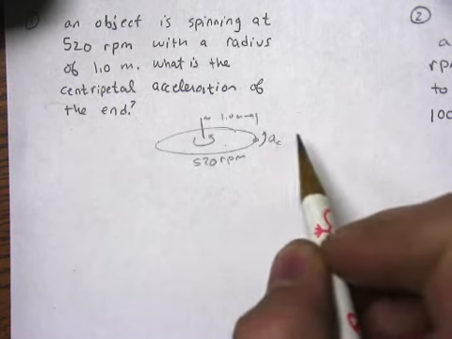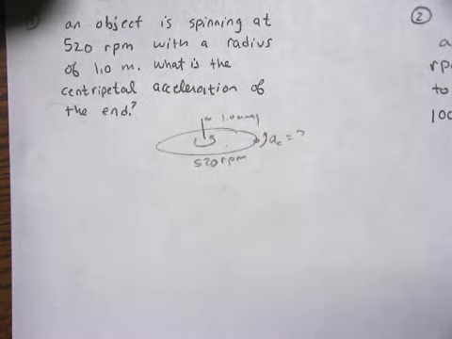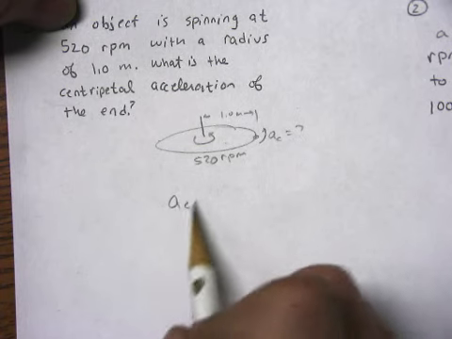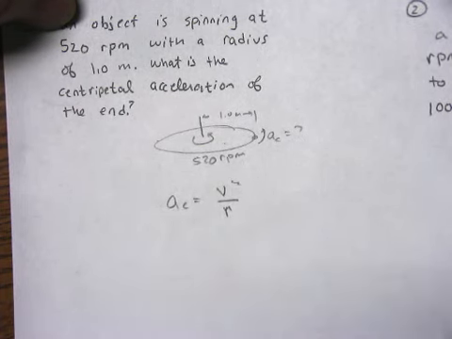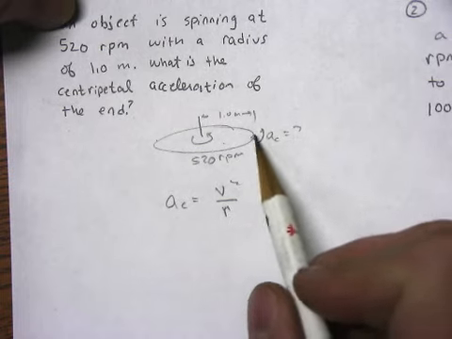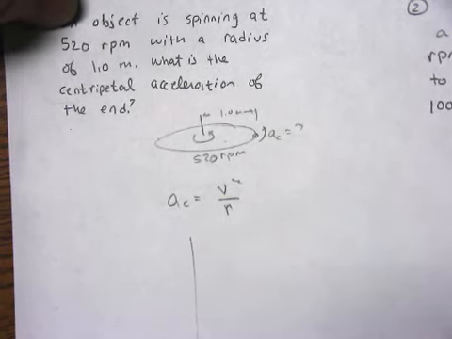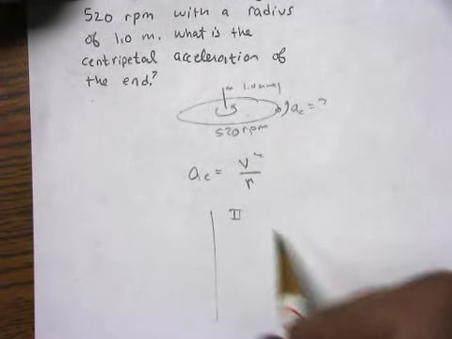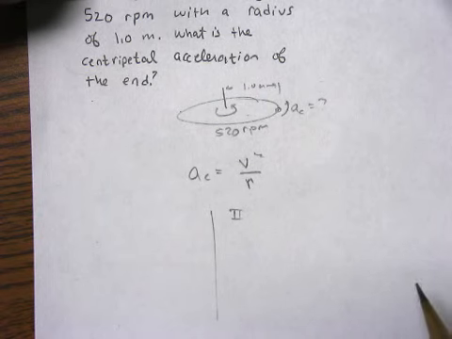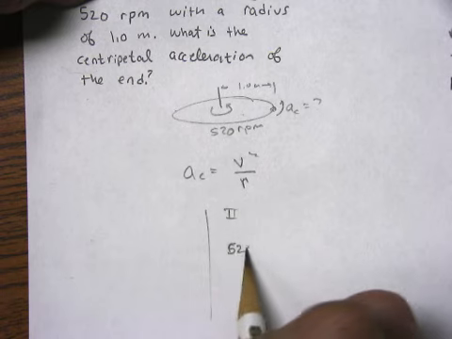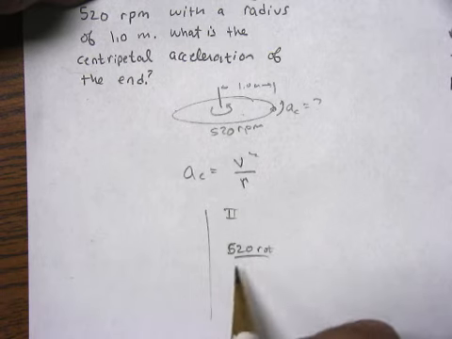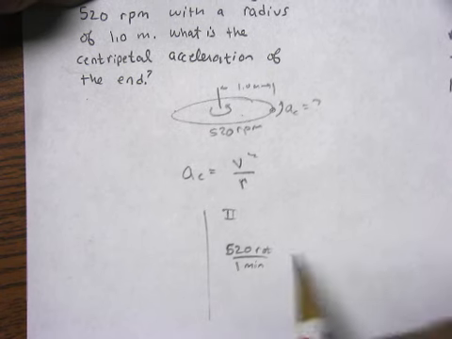What's the centripetal acceleration? To find centripetal acceleration, I need v squared over r. So I have to somehow find the velocity of the end. Now there are two ways to do this. The way I like to do it is to simply use dimensional analysis, where I start out with 520 rotations in 1 minute. That's 520 RPM.